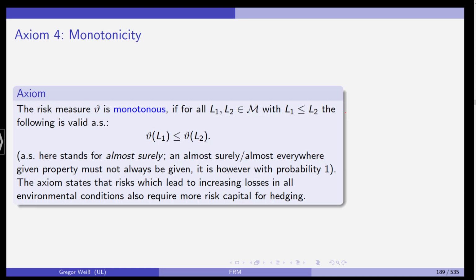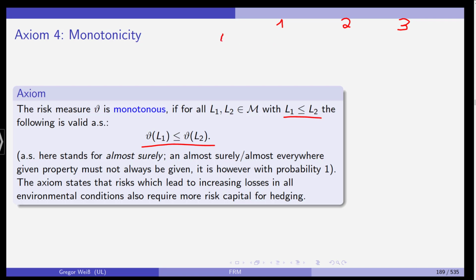The fourth one is monotonicity. Monotonicity means that if we have L1 and L2, two risks with L1 smaller or equal than L2, then the following is correct: the risk capital for L1 should also be smaller or equal than for L2. However, keep in mind that we have to make sure it looks like this for all states.